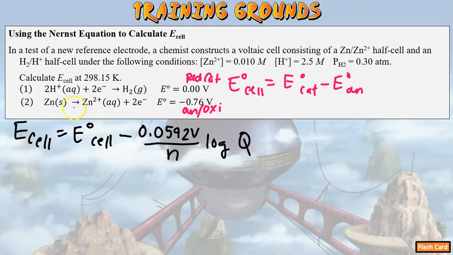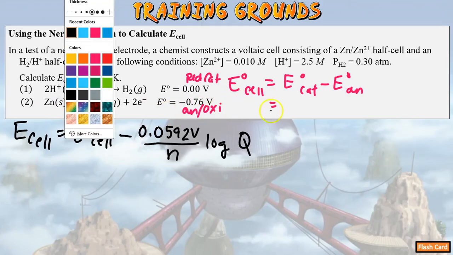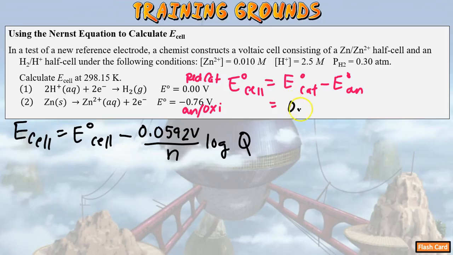and then of course the anode is going to be oxidation. It's already reversed, as we can see here, and that's going to be negative 0.76 volts. All we have to do is plug it in here. So our cathode is going to be 0.00 volts minus our anode, which is negative 0.76 volts, and that is equal to 0.76 volts. So we have our standard cell potential.